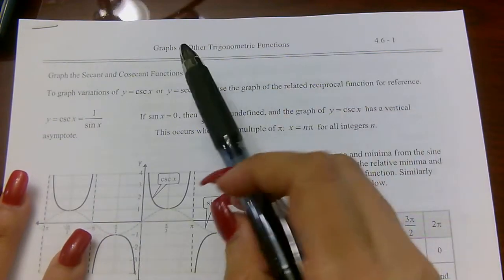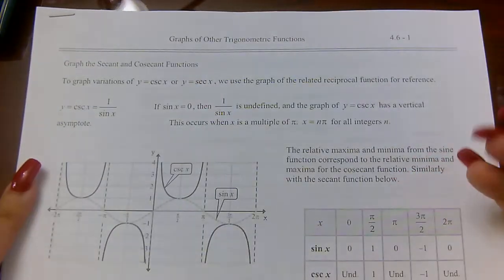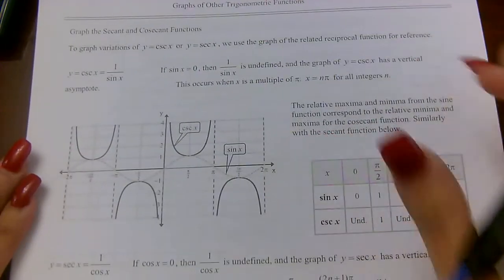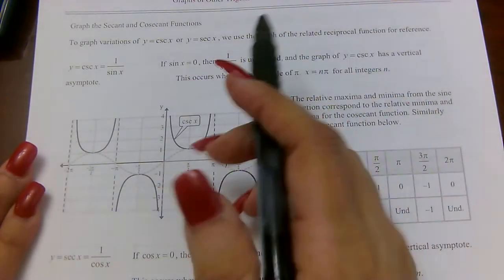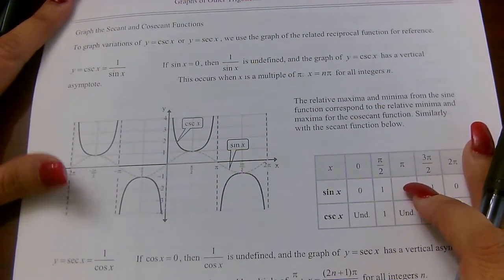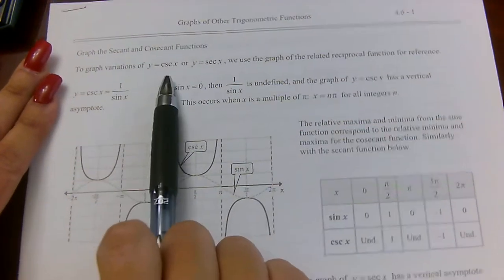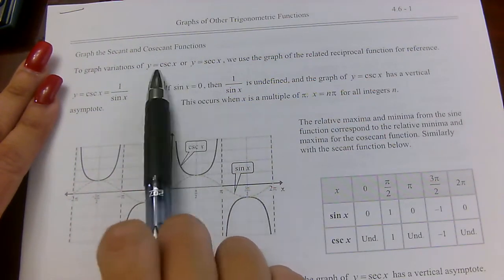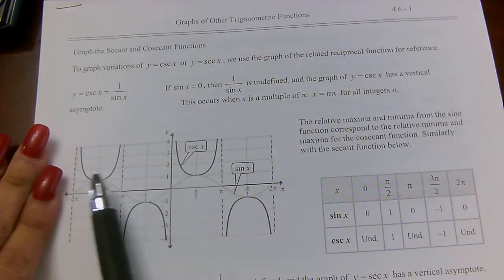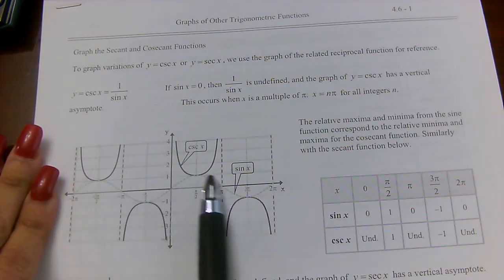4.6. Now we're going to be graphing the other trig functions. We're going to start with secant and cosecant. I'm going to go over this part and then we'll do tangent and cotangent. So to graph secant and cosecant, we must be able to graph sine and cosine.